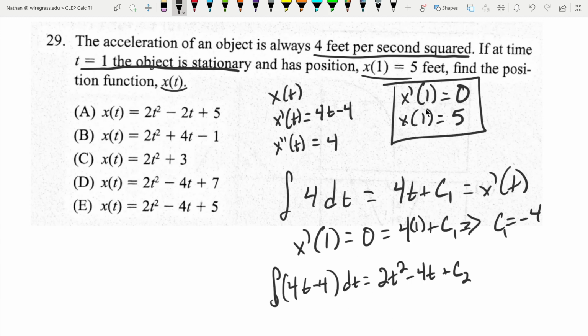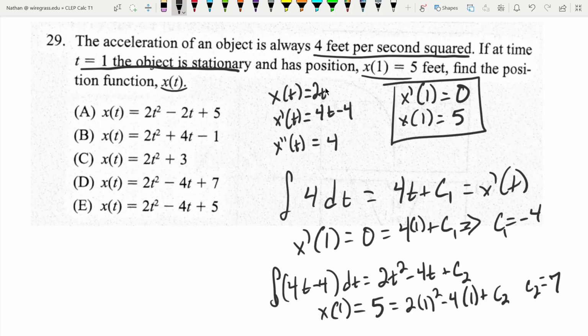Now we can use this initial condition, x of 1 equals 5. So that means x of 1 equals 5, which equals 2 times 1 minus 4 times 1 plus c2. Of course, that gives us 2 minus 4 is -2 plus c2. That means c2 has to equal 7. So that means that our position function has to be 2t squared minus 4t plus 7. So the answer is D.